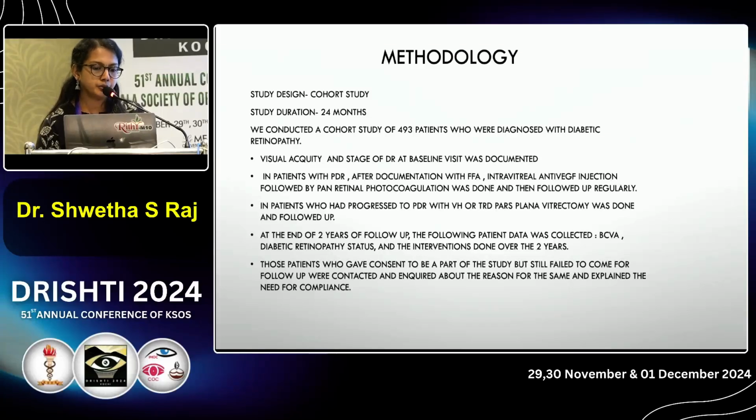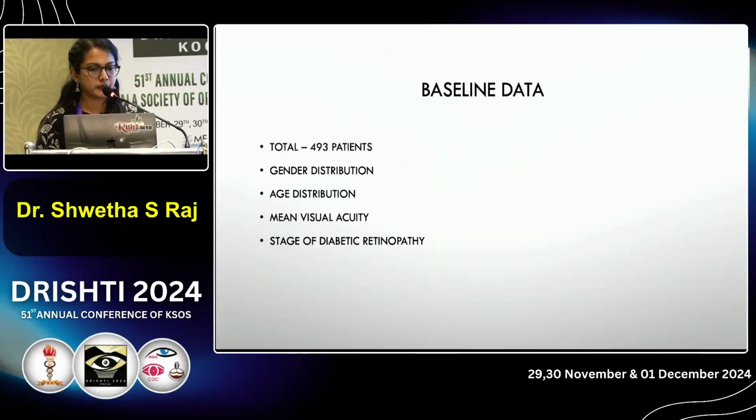At the end of 2 years, we again looked into the visual acuity, diabetic retinopathy status, and the interventions that we did over the 2 years. The patients who failed to comply with all these advices were called, they were explained the need for compliance, and the reasons for non-compliance were documented.